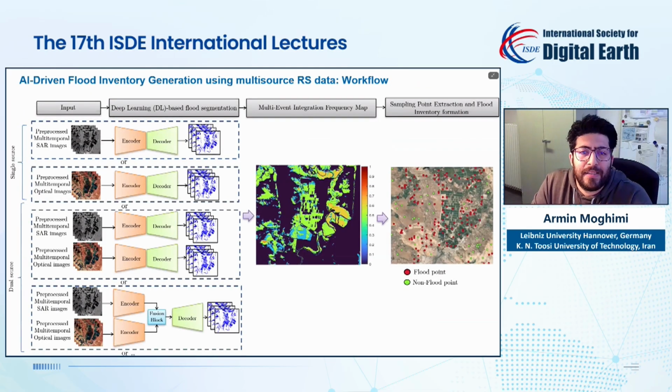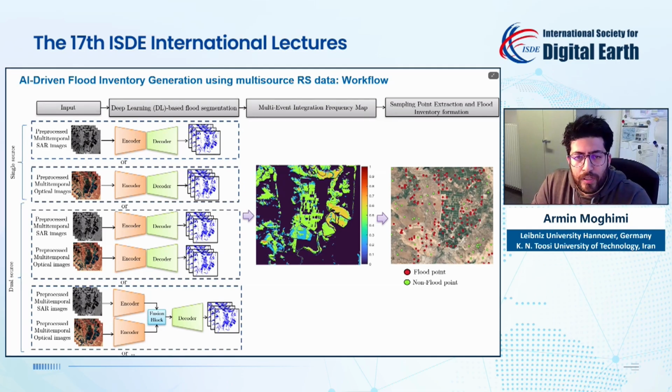So the workflow for AI-driven flood inventory generation is similar to the traditional one, but with a major difference. Instead of using simple thresholding, the flood segmentation step is handled by deep learning models, which greatly improve reliability, accuracy, and generality. Here, for example, we show an encoder-decoder architecture, but many model types can be applied. Assuming these models are already trained on the benchmark dataset, we can design different scenarios depending on the input data.